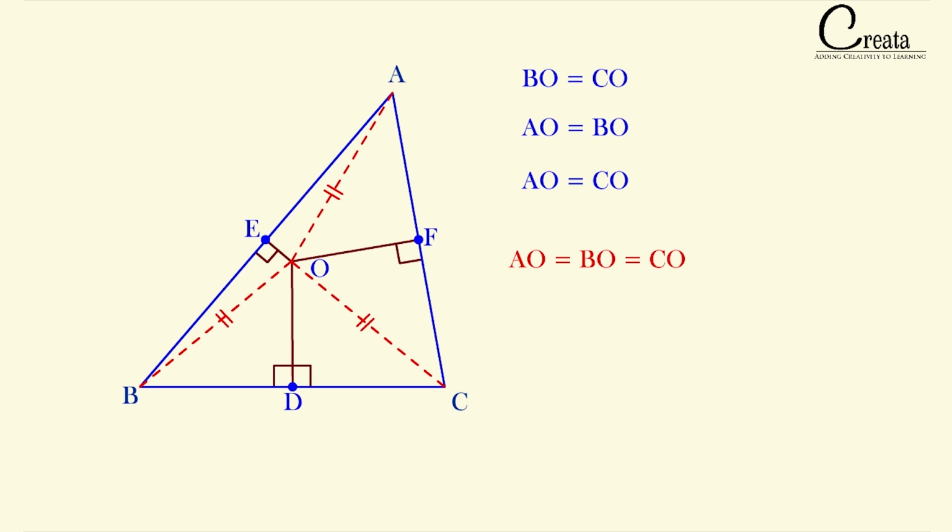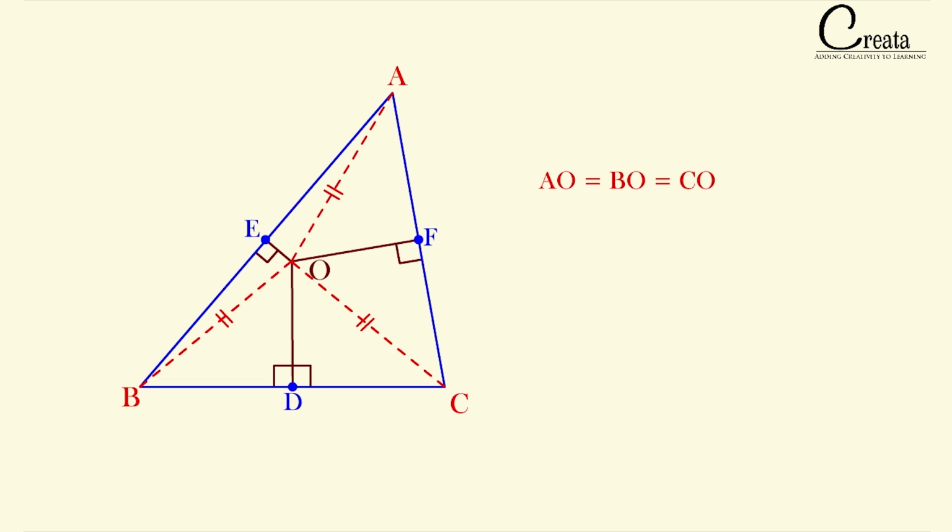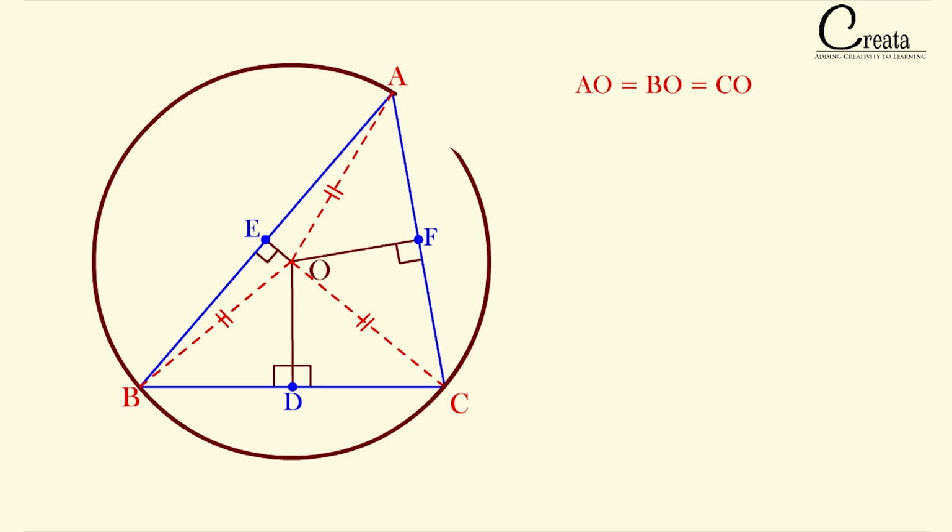In other words, we can say the point O is equidistant from the points A, B and C. OA is equal to OB is equal to OC. Are you able to correlate this wording with the concept of circle? That is, the center of the circle is equidistant from the points on the circumference of the circle. So with this same concept, can we draw a circle with center as O and OA, OB and OC as the radius of the circle?